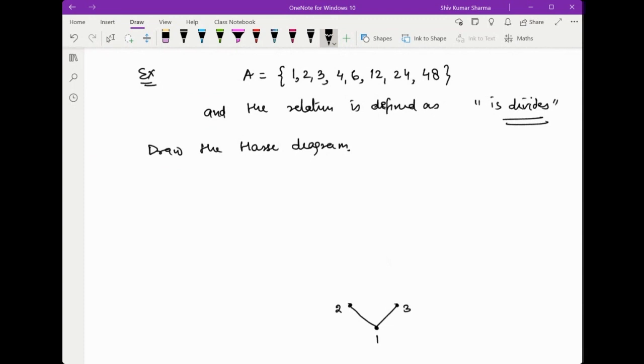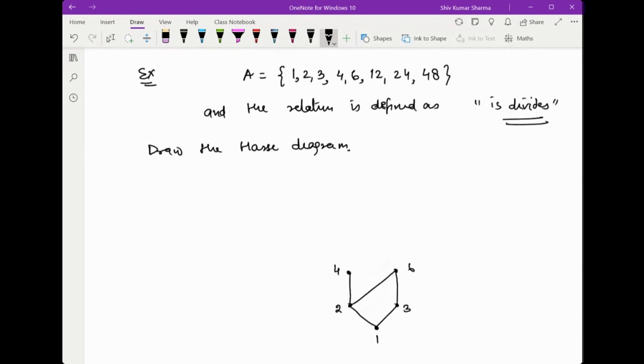Now the next elements are 4 and 6. We take 4 here, because 2 divides 4, but 3 cannot divide 4. Then 6: 3 divides 6, but 2 also divides 6. So we join 2 to 6 directly and 3 to 6. So we have covered 1, 2, 3, 4 and 6, five elements.